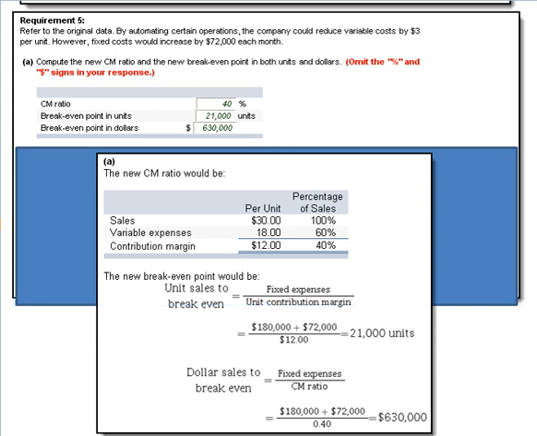All right, so the new break-even point would be fixed expenses divided by unit contribution margin. So we have 180,000 of fixed expenses plus 72,000, our increase, divided by the $12 contribution margin. And we come up with 21,000 units. That's our break-even in units. The dollars to break-even would be take the fixed expenses divided by the 40% contribution margin percentage, and we equal 630,000. That takes care of Part A.